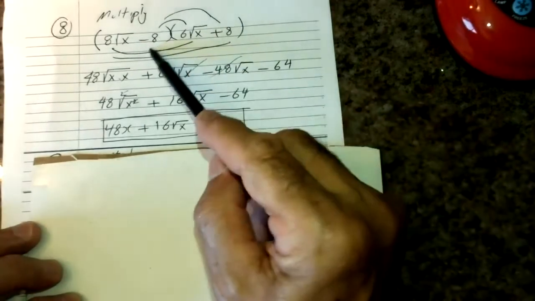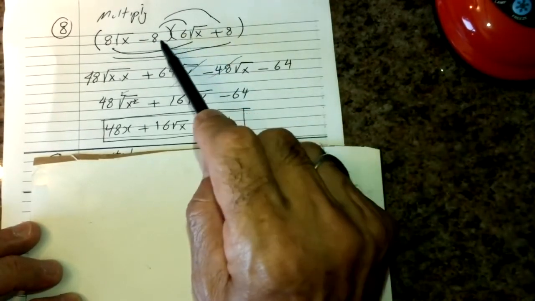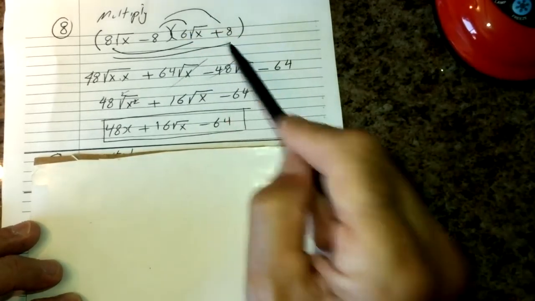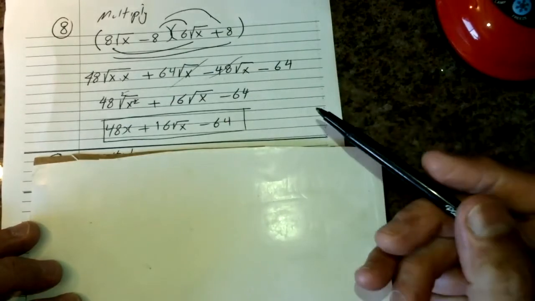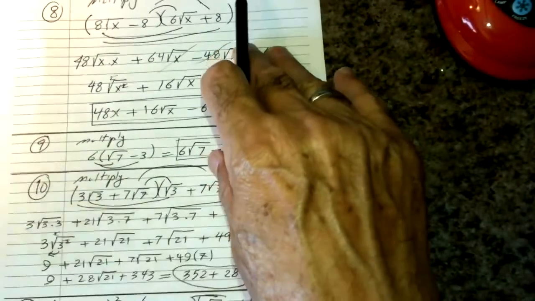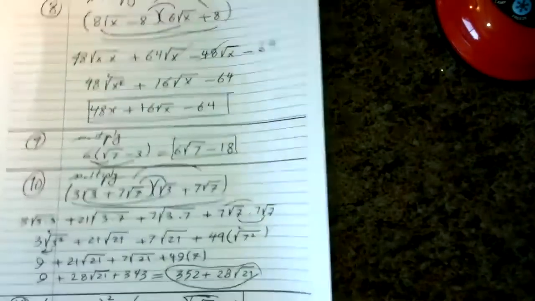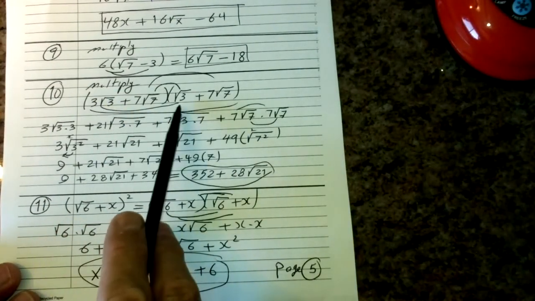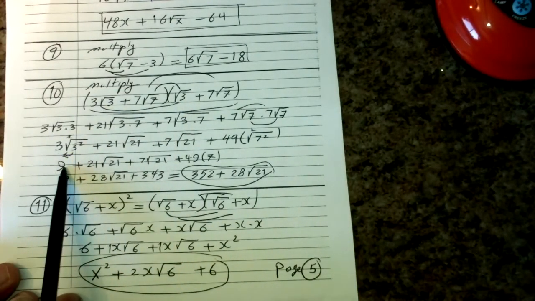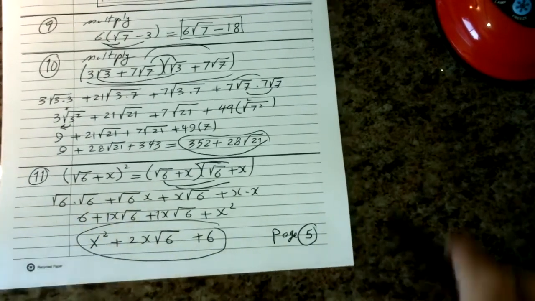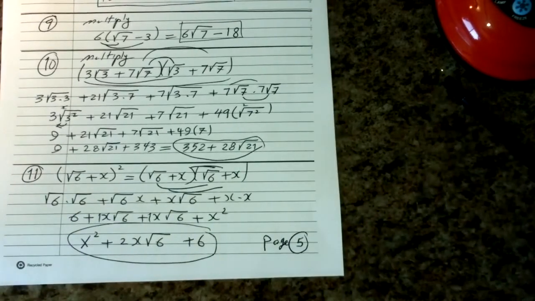Like here, when I distribute minus 8 to this, minus 8 times 6 is minus 48 and just the radical x. Okay. So the same thing, 3 radical 3 times radical 3 is just the 9. Okay, that's section 7.4.